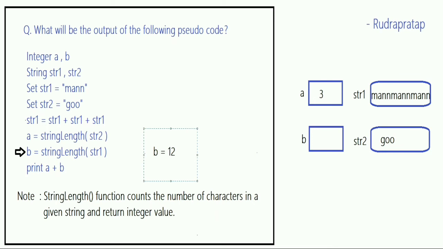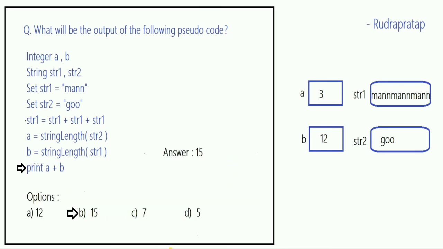Now we have the value of a as 3 and the value of b as 12. After that we have a print statement which says a plus b. So 3 plus 12 which is 15. So we got our final answer which is 15. And let's move to the next question.